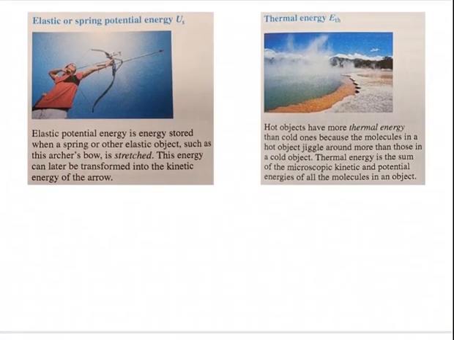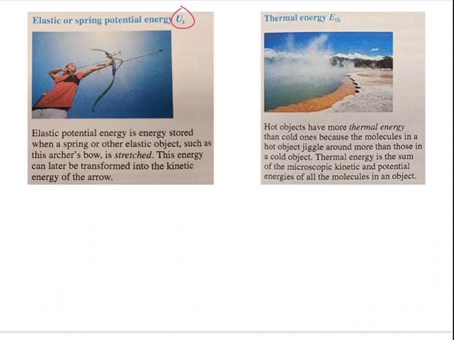So now elastic or spring potential energy. So that's U sub S. So spring is the S part. Elastic potential energy is stored when a spring or some sort of elastic object, like a rubber band or this archer's bow, is stretched. We draw that string back, and now we have given it potential energy in the form of a spring. The energy can later be transformed into the kinetic energy of the arrow.